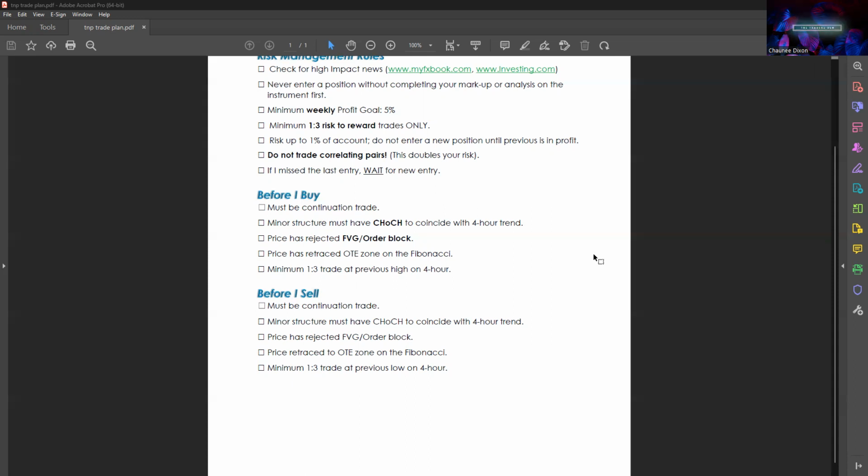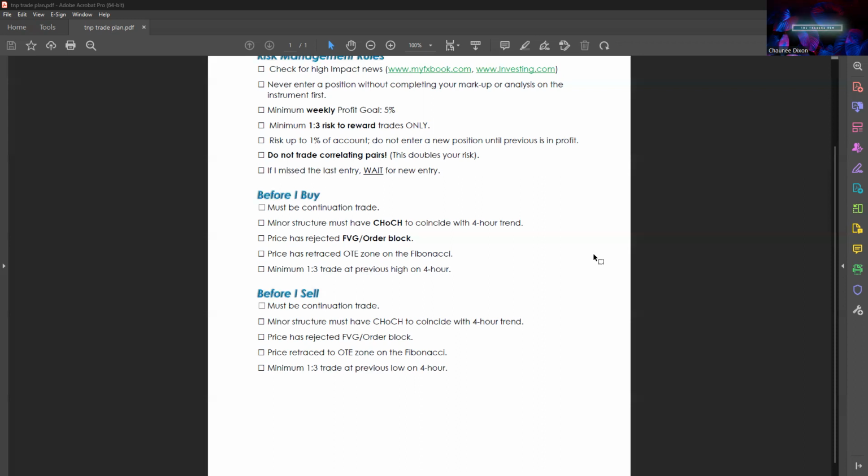It has to reject off of a fair value gap or order block. Sometimes for me, it doesn't reject yet because I enter right off of it. Before, it had to reject for me to feel like it was a more conservative entry, but now I'm more aggressive with it. And then price has retraced to the OTE zone on the Fibonacci. We have not taught Fibonacci yet, but if y'all do want a class on that, I can go over it and what OTE is. But just know that if you're entering the way we teach you to enter the market, you're entering on the OTE zone automatically. Most times it's going to be in that area.